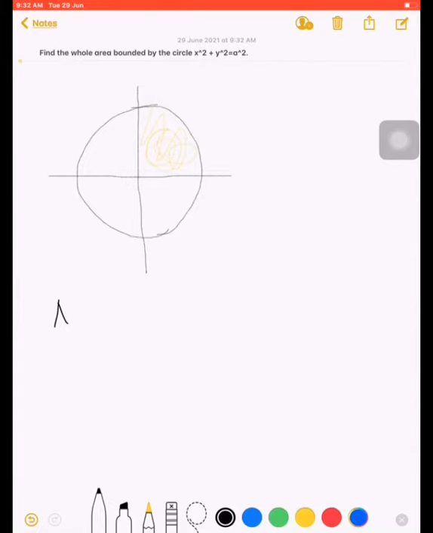So the area of the circle is 4 times the area of the first quadrant, which is 1/4 times the area of the whole circle. The area of the circle is pi times r squared.